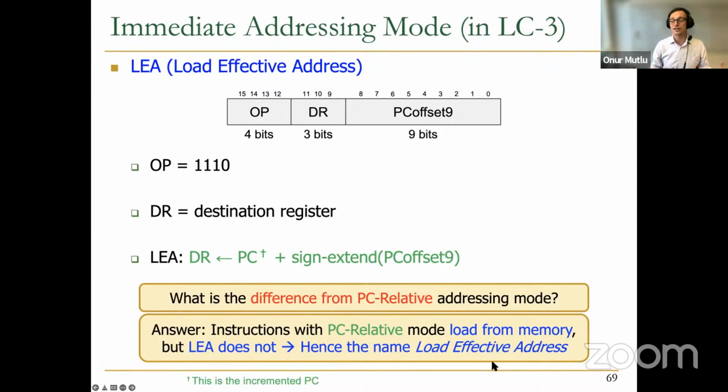So why is this useful? This is useful for constructing an address that could be useful for future address computations. I like the MIPS version of it, as you will see in a little bit. MIPS actually has a similar instruction, but it's much more powerful. You don't need to deal with the PC in that particular case.